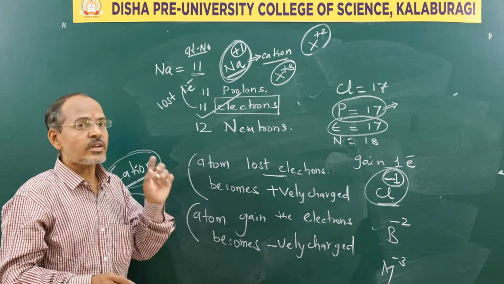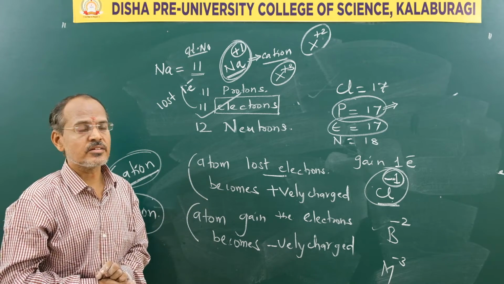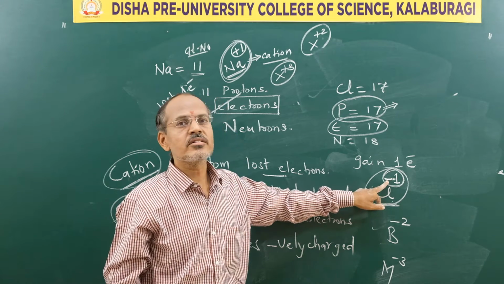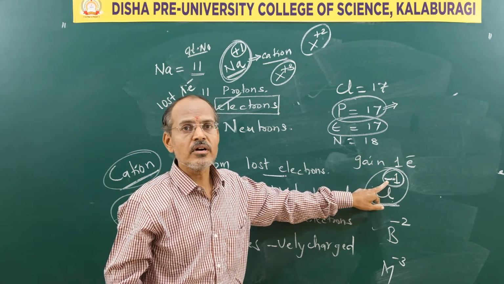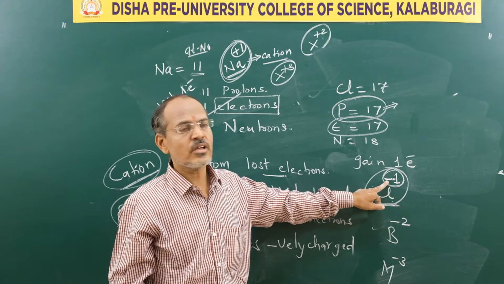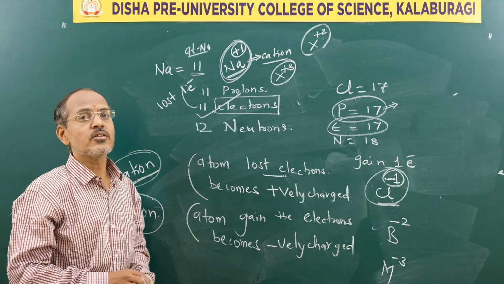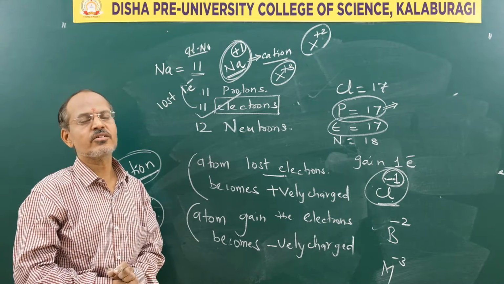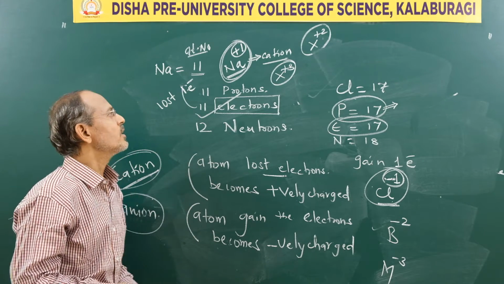Now, what is oxidation state then? It is the state of an atom after the loss or gain of electrons. So that is about valency and oxidation state.